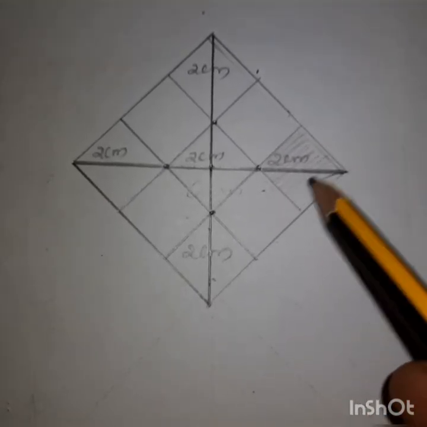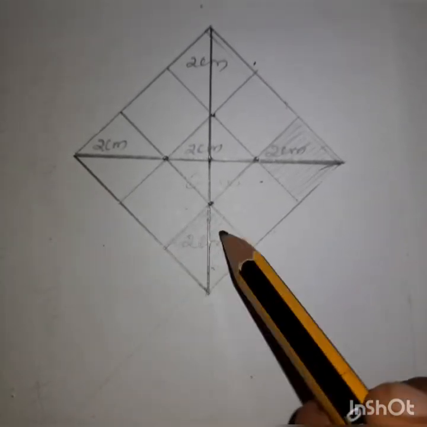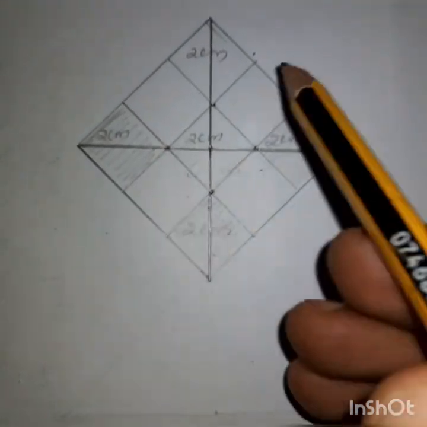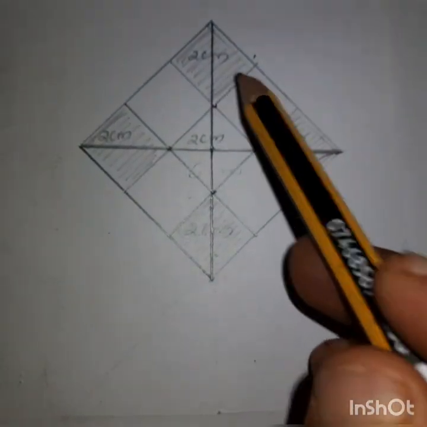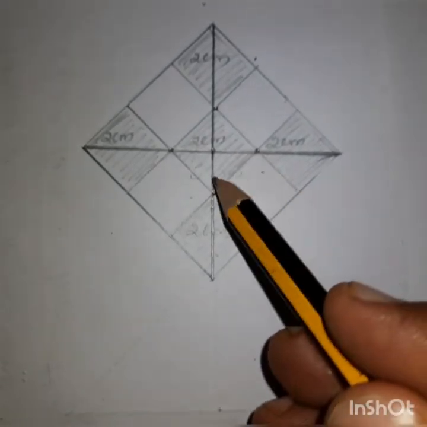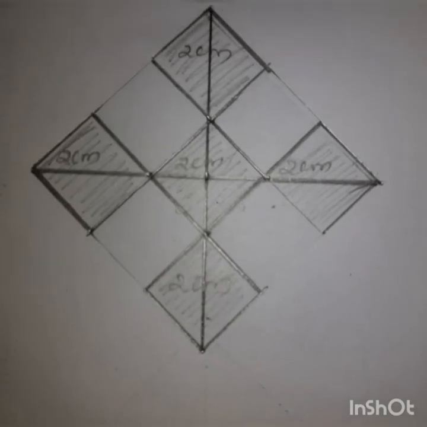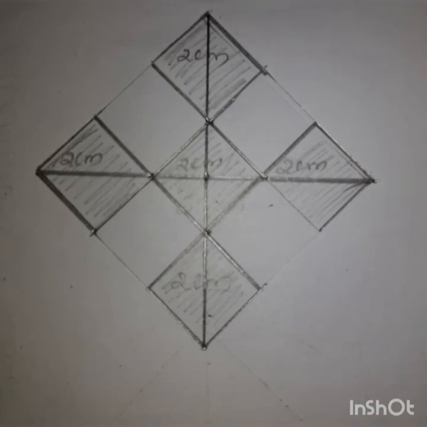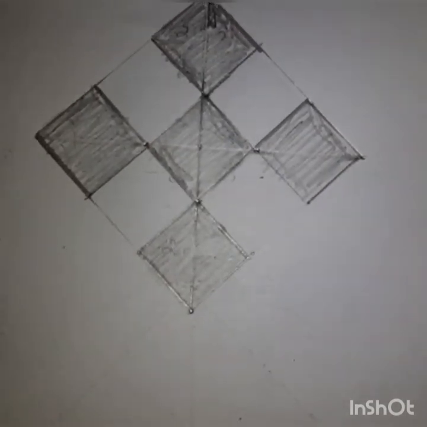You can strike off others, whatever you needed, that you take it, and others should be rubbed. So we need 1, 2, 3, 4 and 5 squares. Other squares you can rub it. So you will get the final one. And if you need, you can rub this diagonal also. And if you need, you can shade the pattern. So this is the final one.